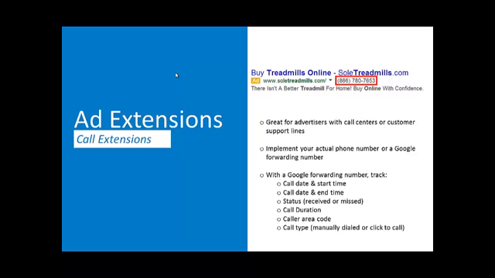There's 2 ways you can go about using call extensions. The first is through implementing your actual phone number. A lot of advertisers like to use this because it maintains branding. If you're local, it shows that you're local by using the localized area code.